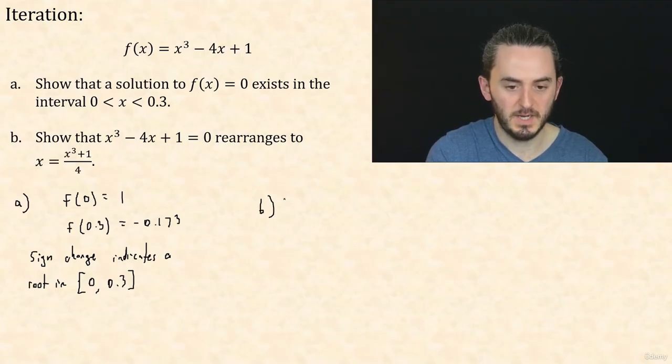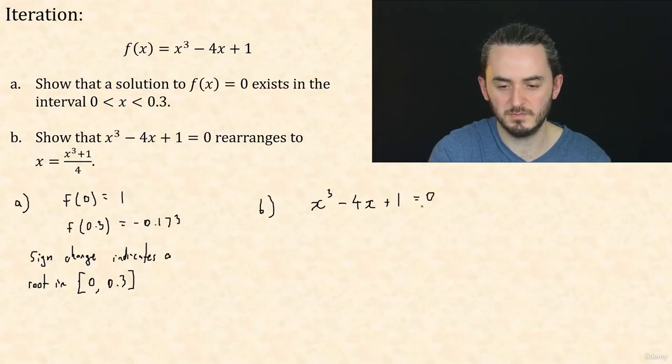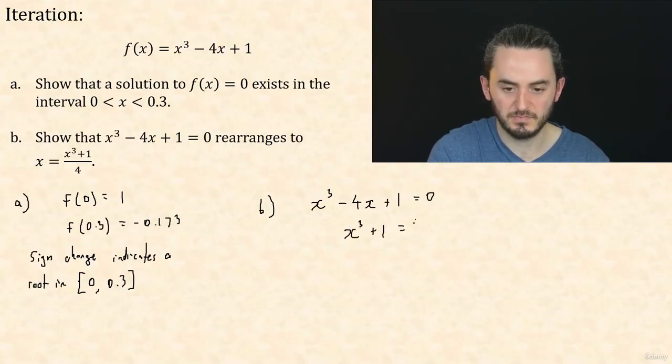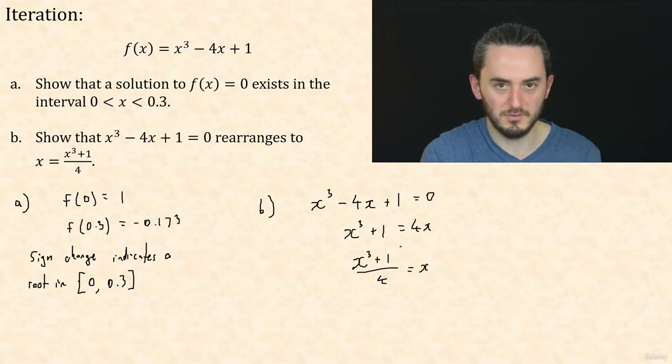Okay, next, part B, show that x cubed minus 4x plus 1 equals 0 rearranges to that. Well, this is a pretty easy one. Sometimes these can be challenging, but this one, I think it's fairly clear that all we need to do is add 4x to both sides, divide both sides by 4, (x cubed plus 1) over 4 equals x. Doesn't matter if you got the left and right the wrong way around. And there it is.